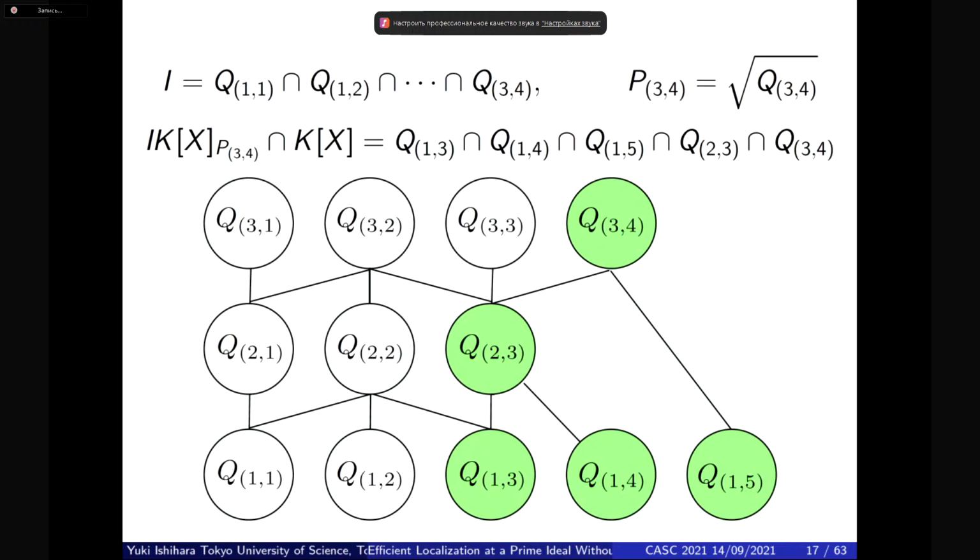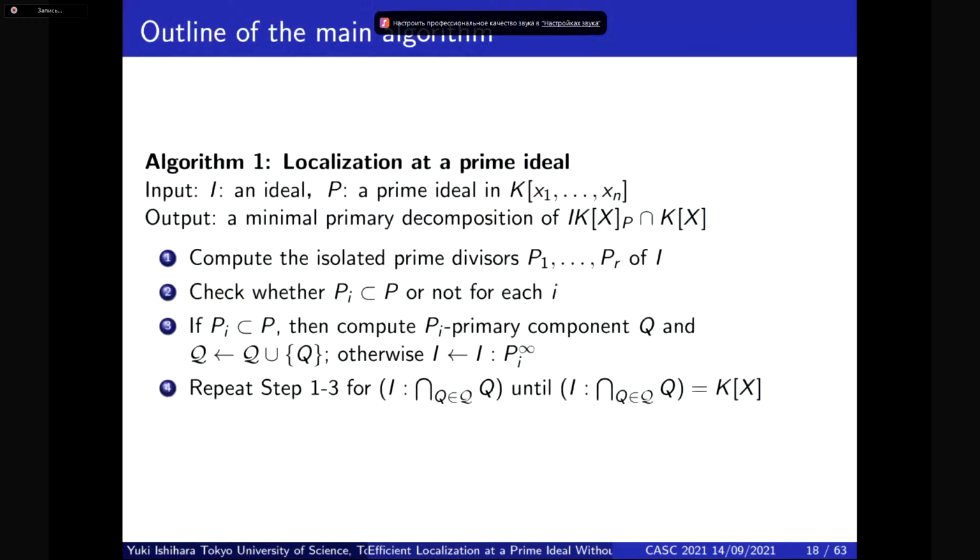So I would like to compute the localization of I. Here is the outline of my algorithm: an algorithm to compute the localization at a prime ideal. As input, let I be an ideal and P be a prime ideal. As output, this algorithm returns a minimal primary decomposition of the localization of I at P.